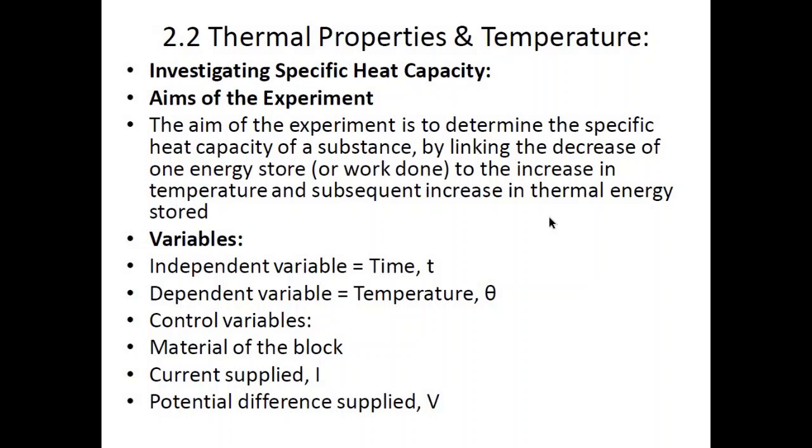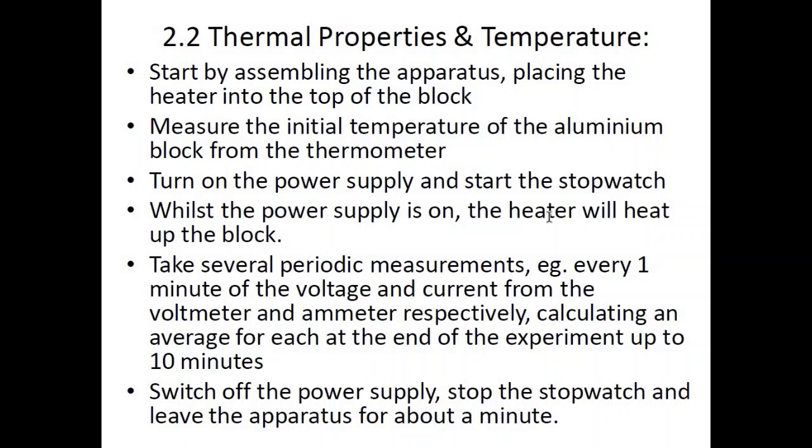For this we note the following values: the time, the temperature or theta, then the material of the block, the current supplied, the voltage supplied, the potential difference. So what we do is we start by assembling the apparatus, placing the heater into the top of the block. Measure the initial temperature of the aluminum block from the thermometer. Turn on the power supply and start the stopwatch. When the power supply is on, the heater will heat up the block.